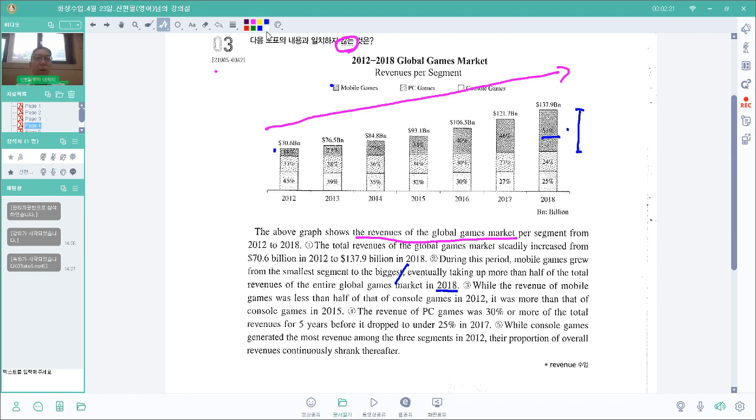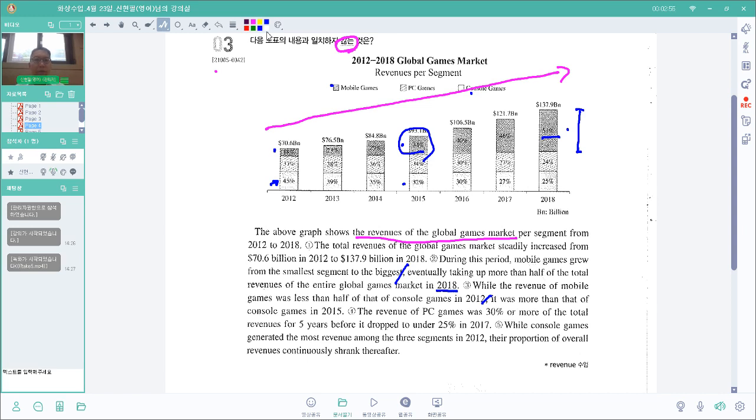Which is correct. While the revenue of mobile games was less than half of that of console games in 2012. So in 2012, mobile was less than half of the console. Console, we have 45. And mobile, we have 18, so less than half, which is correct. Was more than that of console games in 2015. In 2015, we have more mobile than console. Mobile is bigger, right? So this one is correct.